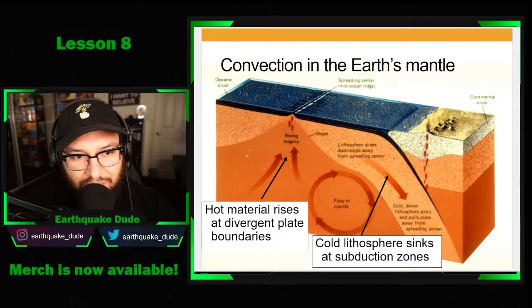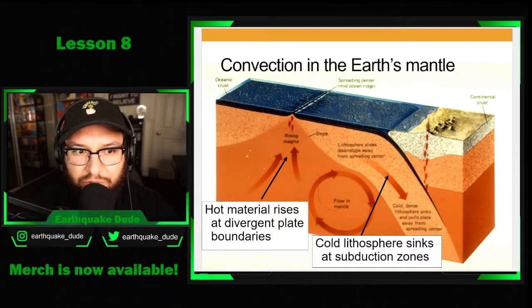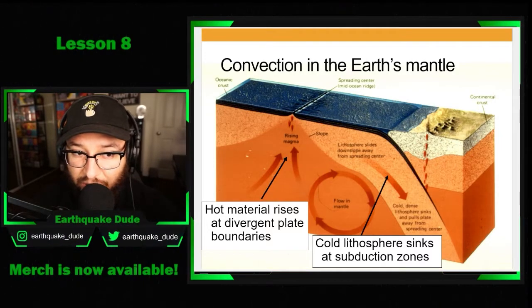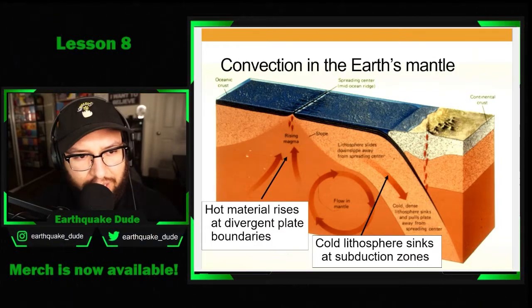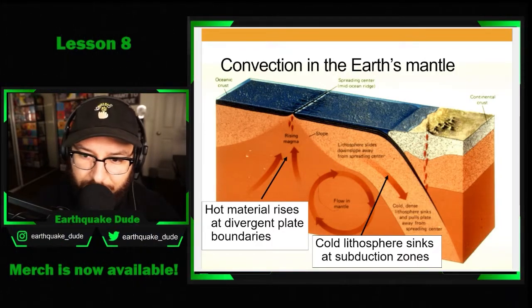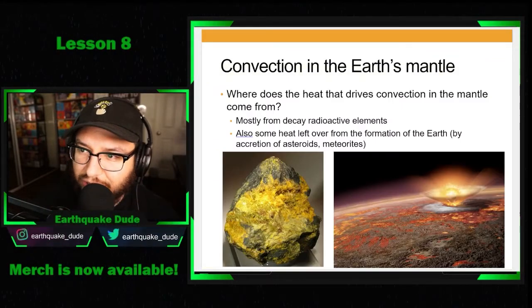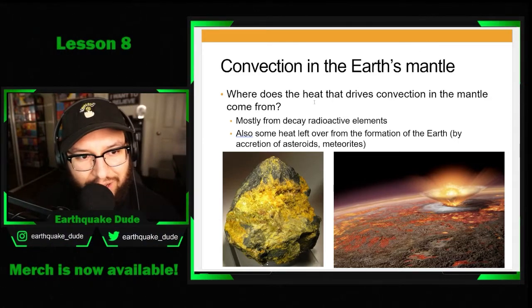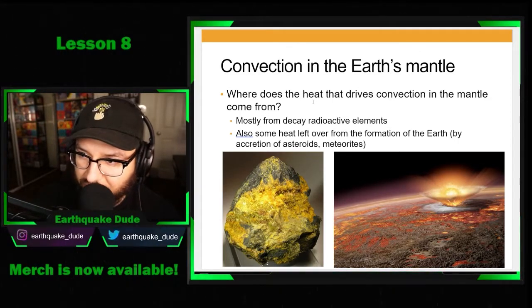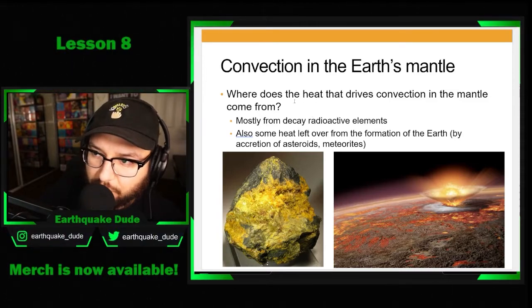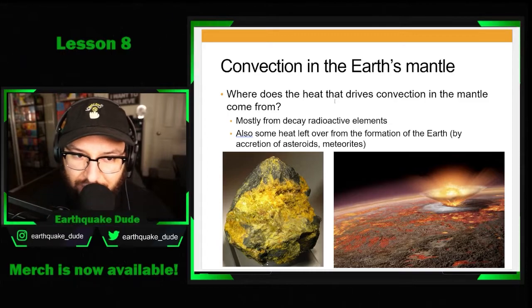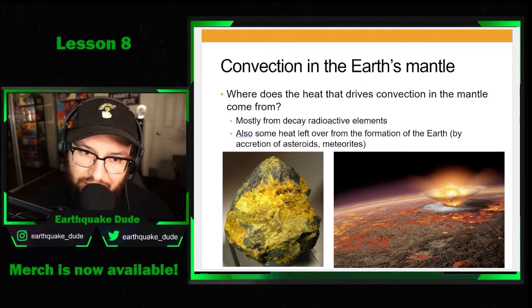But what is causing the material in the mantle to heat up? There's got to be an energy source, right? Because if it's starting to heat up, become less dense, and rise, there's got to be an energy source. So what is that energy source? Well, I'm glad you asked. The energy source actually comes from the decay of radioactive elements in the Earth's core. So to answer that question, where does the heat that drives convection in the mantle come from? Mostly the decay of radioactive elements in the Earth's core.